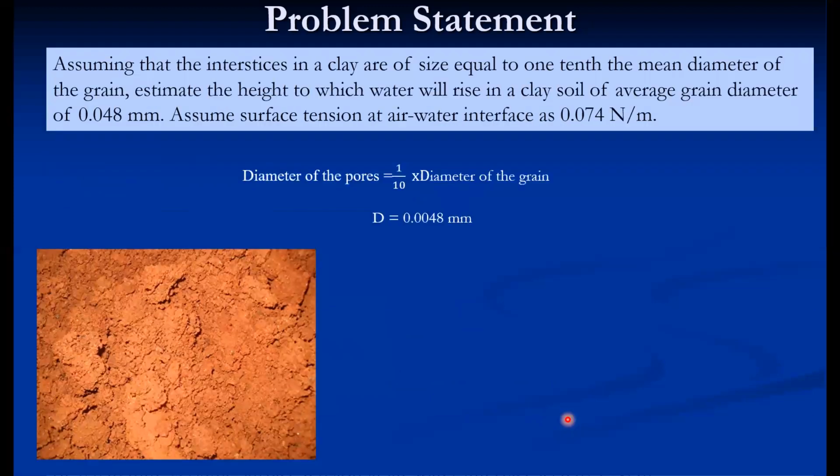In the next problem, assume that the interstices are nothing but the cracks in a clay, of size equal to 1/10 of the mean diameter of the grain. Estimate the height to which the water will rise in a clay soil of average grain diameter 0.048 mm. The surface tension value is again given. So the given quantities are gamma is 9810 Newton per meter cubed, the surface tension value is given, and 0 degrees is the angle.